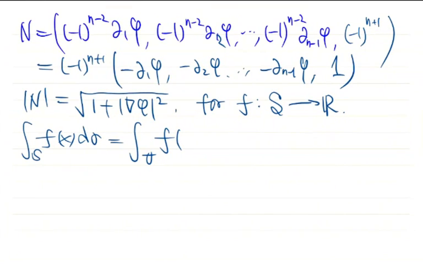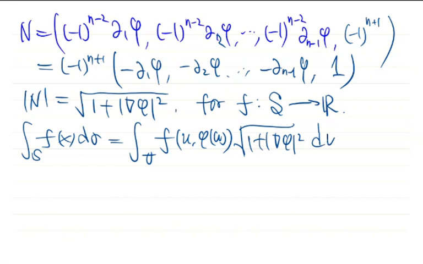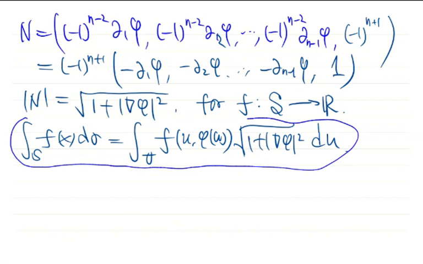So we have f(u, phi(u)), and then the norm of the normal vector, that is the square root of 1 plus the gradient of phi squared, du. So this is the special case of the higher dimensional surface integral. This is also a generalization of our previous result about the surface integral for the graph of a two-variable function in R3.